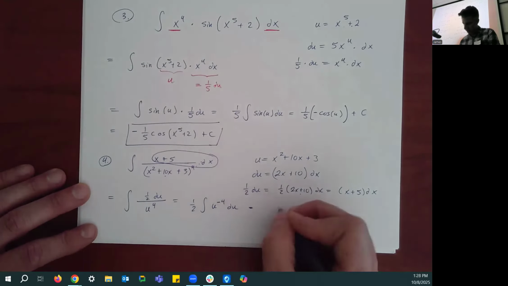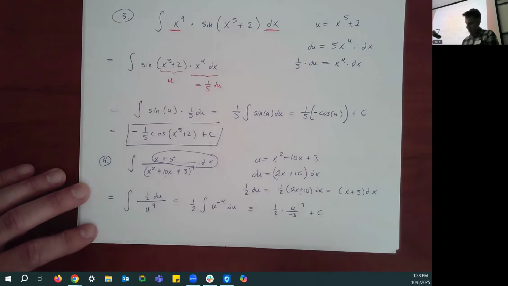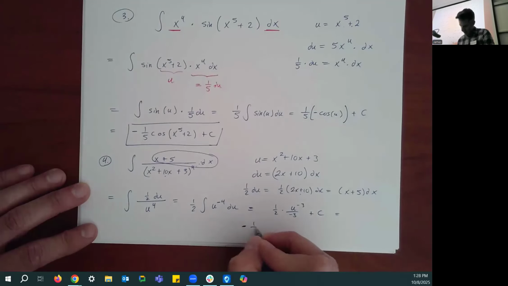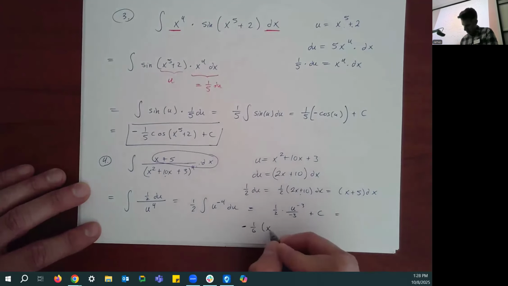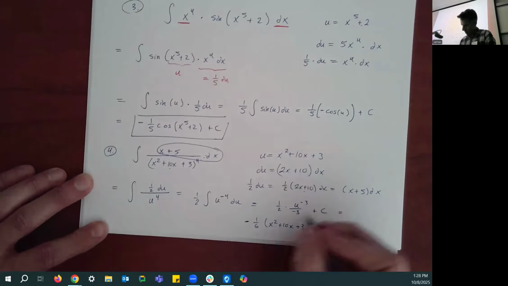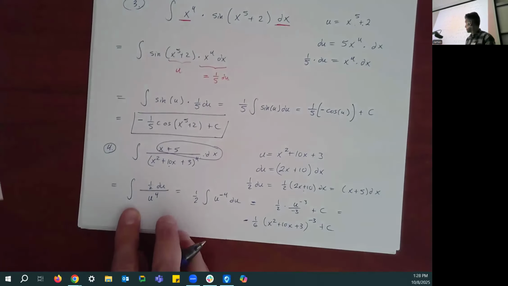We're going to anti-differentiate. We're going to get 1/2 times u to the negative 3rd divided by negative 3 plus c, which is then going to be negative 1/6 times my u, which is x squared plus 10x plus 3, to the negative 3rd power plus c. Exciting.